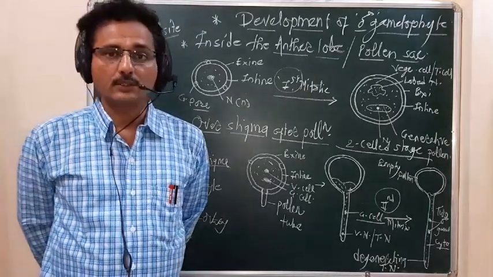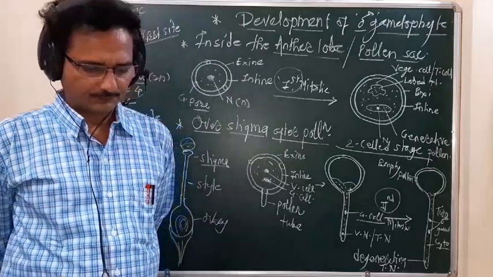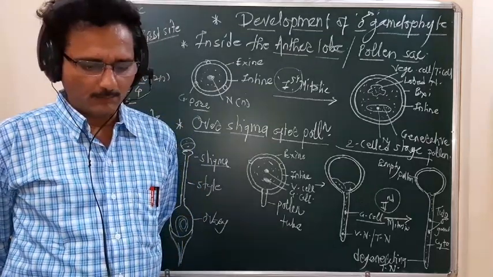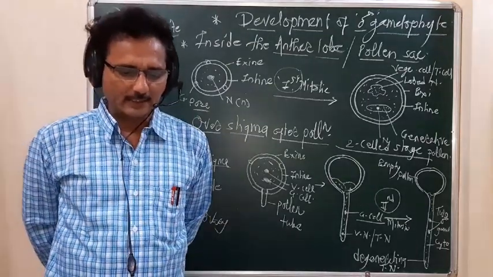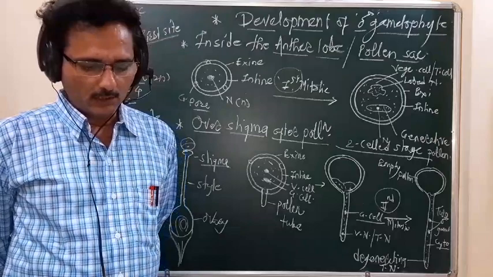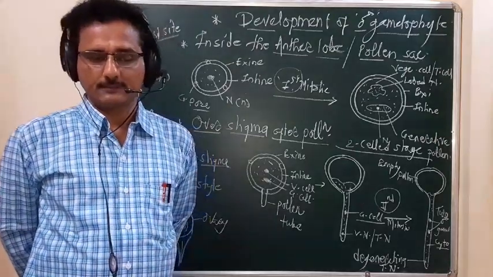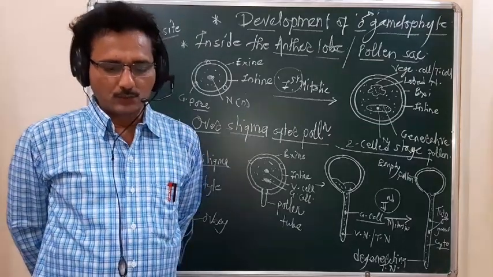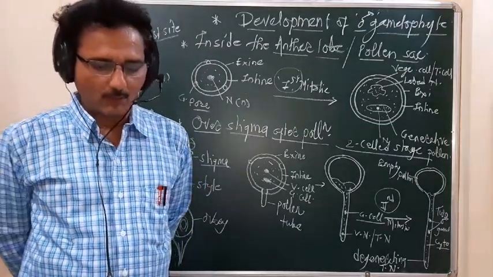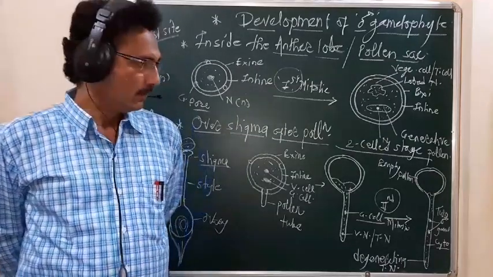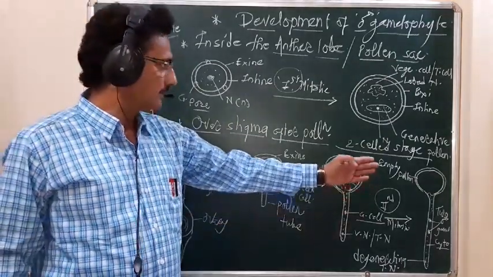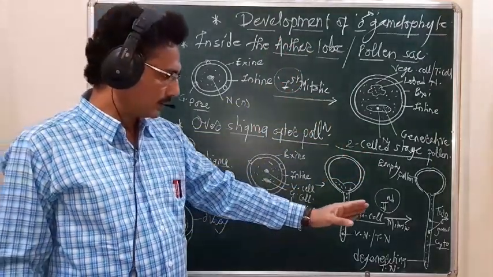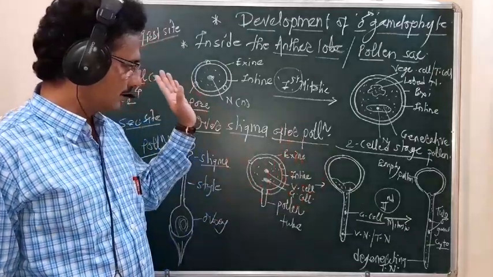Then question number 45. In angiosperm, mature male gametophyte is derived from pollen mother cell by. What is the question? In angiosperm, mature male gametophyte is derived from pollen mother cell by. It means we have studied the development of male gametophyte, so the question is asked on this entire process.